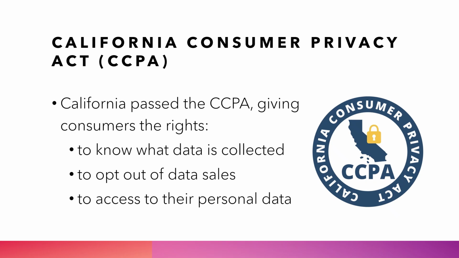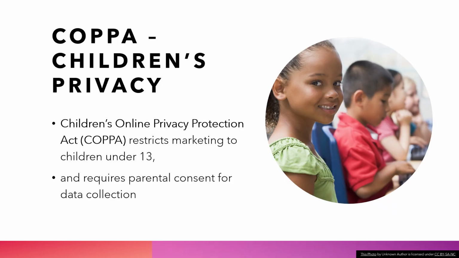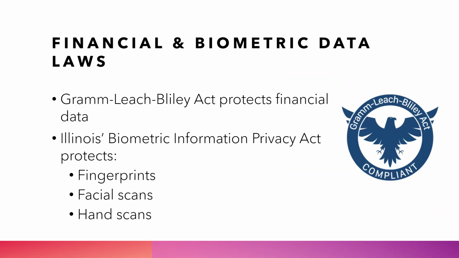So if a business has California customers, then it must comply regardless of its location. And then the Children's Online Privacy Protection Act, or COPPA, protects children under 13. It restricts marketing to children and requires parental consent for data collection. And then the Graham-Leach-Bliley Act protects financial data, requiring transparency and security.